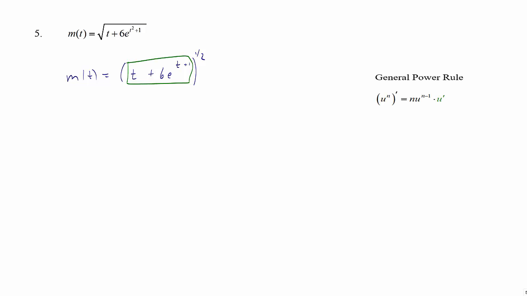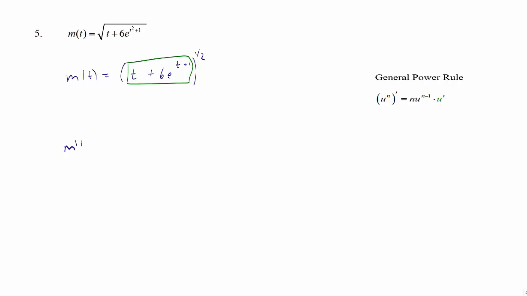Okay, so for number 5, I've got a radical here. We learned back, even last chapter, when you see a radical, convert it to exponent notation. So I'm going to rewrite this as m of t is equal to t plus 6 e to the t squared plus 1. Since all that's underneath the radical, all that is raised to the 1/2 power. So now I'm looking at this and I'm thinking I have u to the 1/2. This is going to be my general power rule.